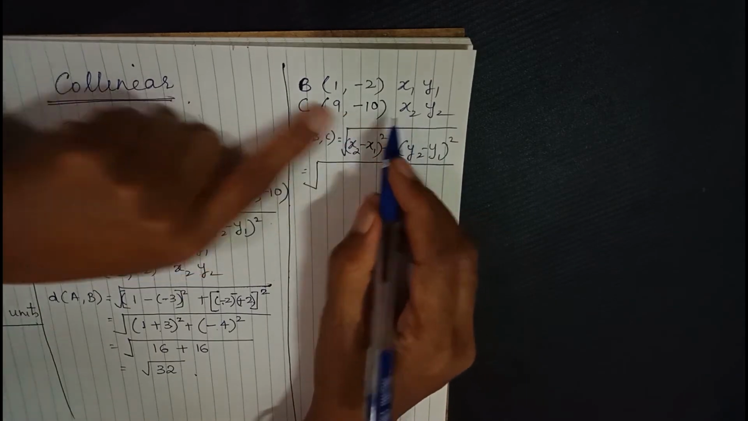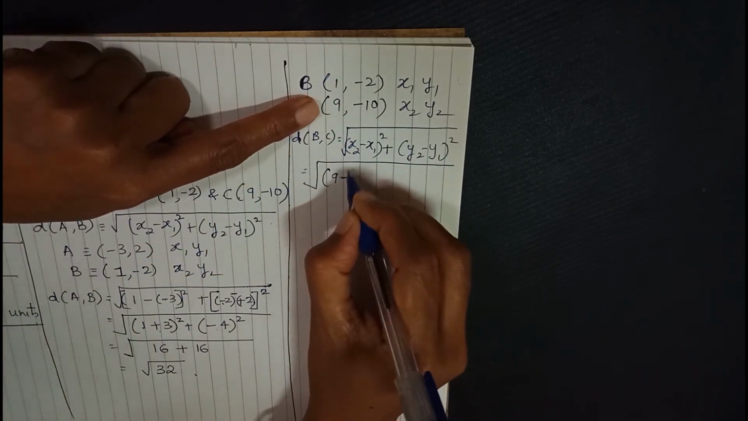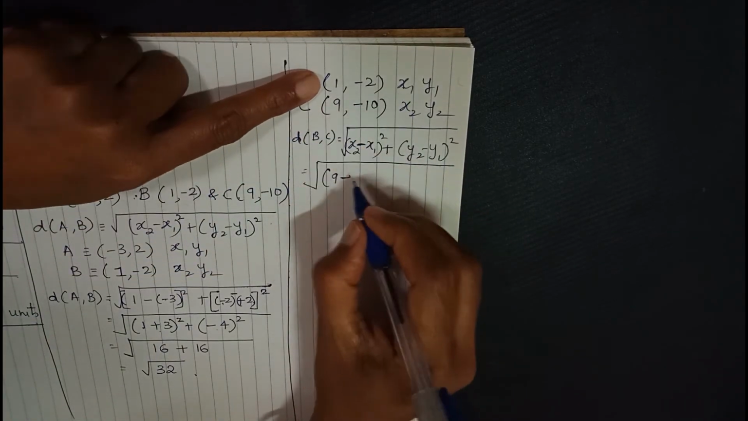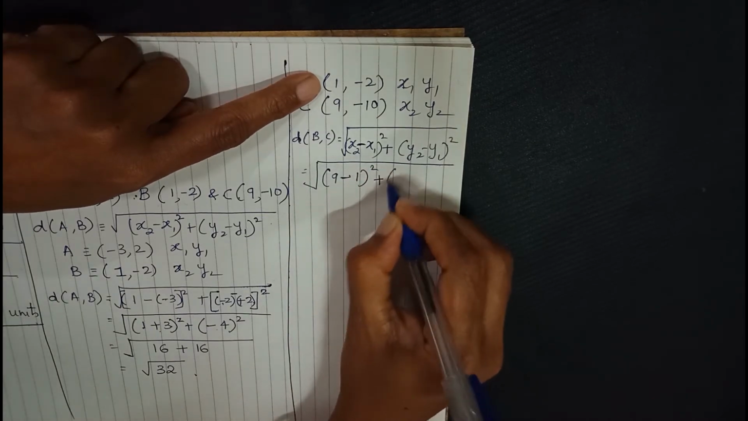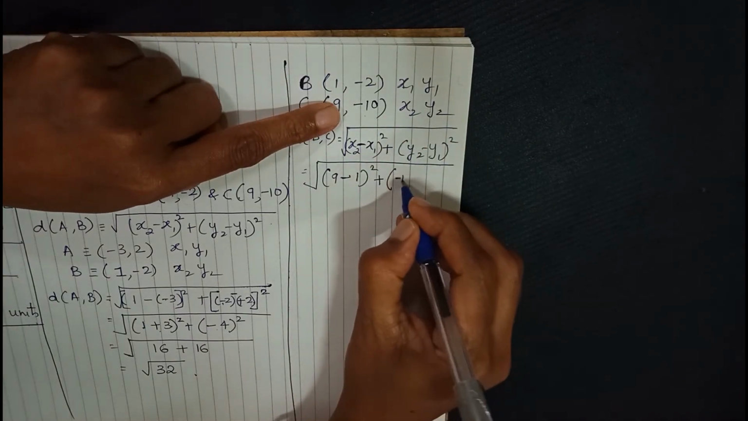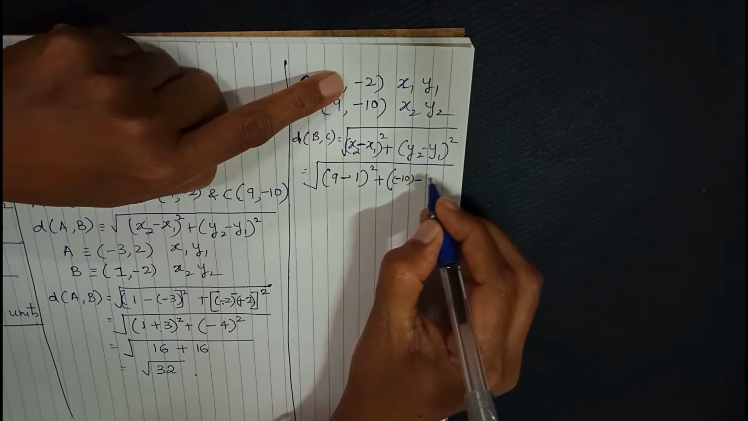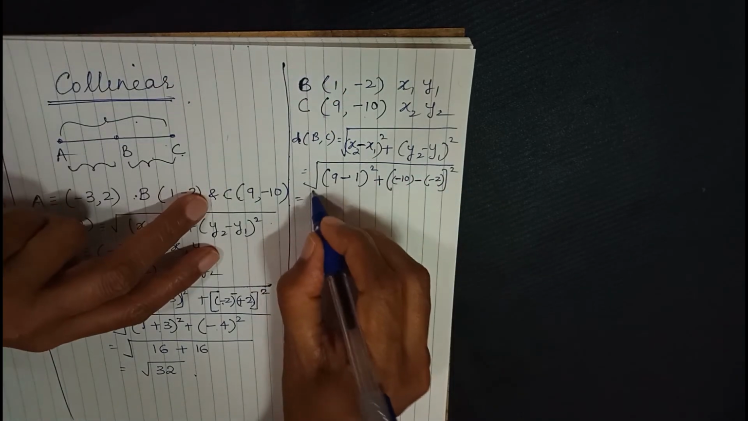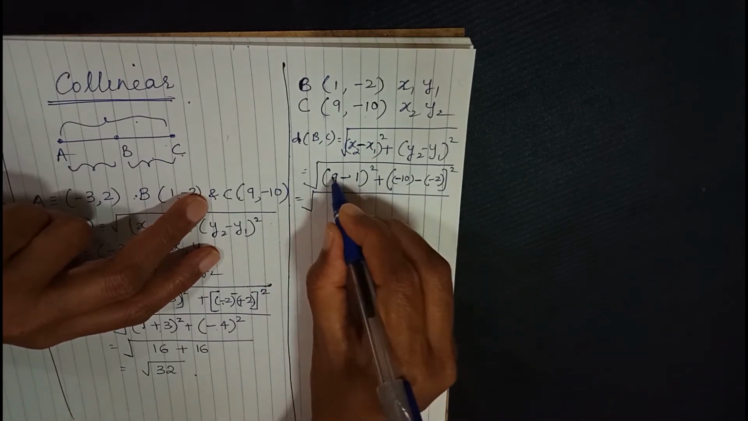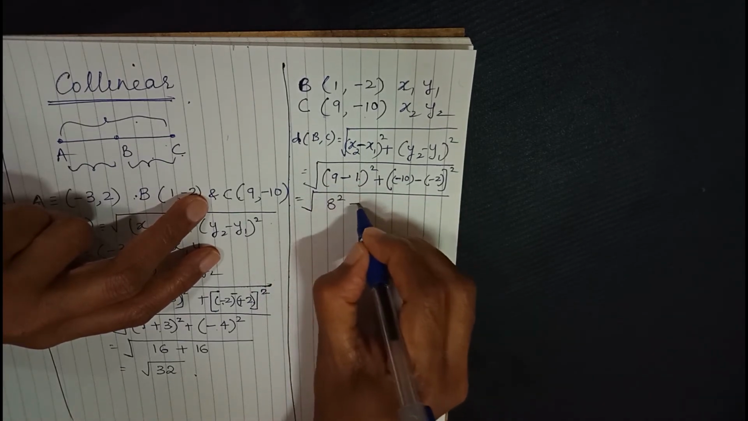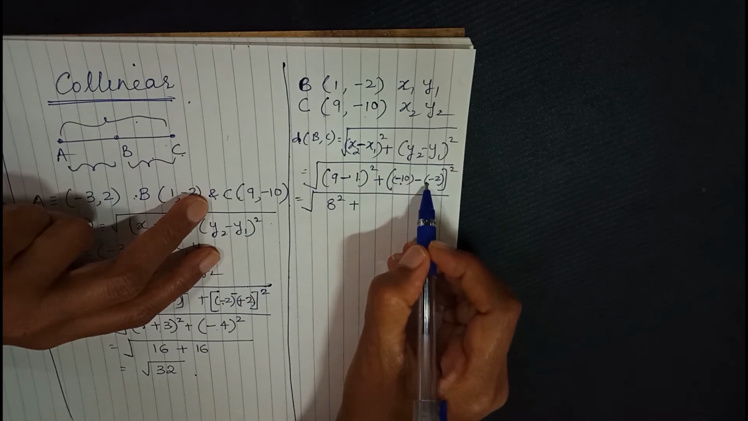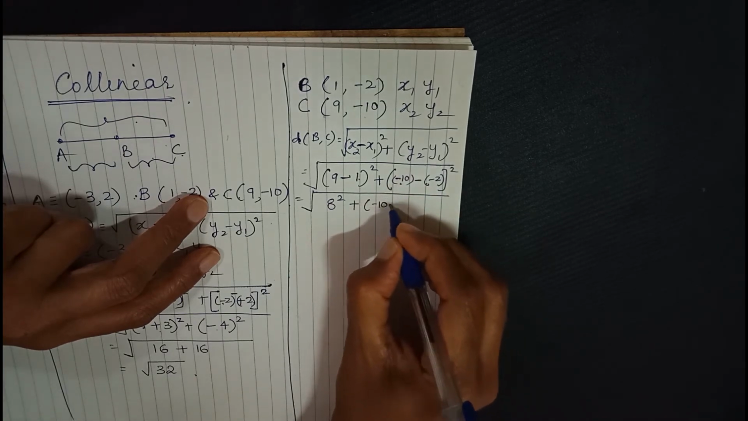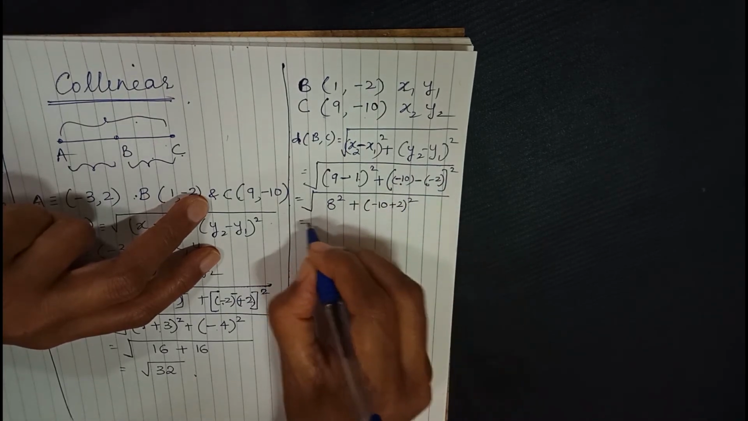So now x2 is 9 minus, from the formula, x1 is 1, the whole square. Now y2 is minus 10 minus, from the formula, y1 is minus 2, so the whole square. So now you can see 9 minus 1, that is 8 square. Now you can see minus 10 plus 2, minus 10 plus 2 the whole square.